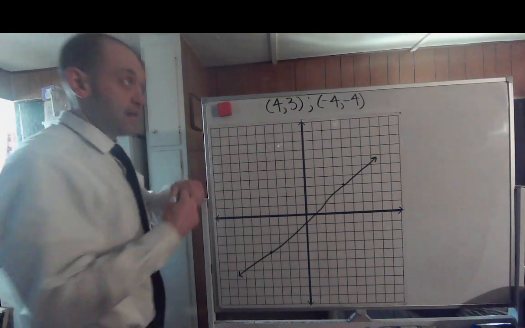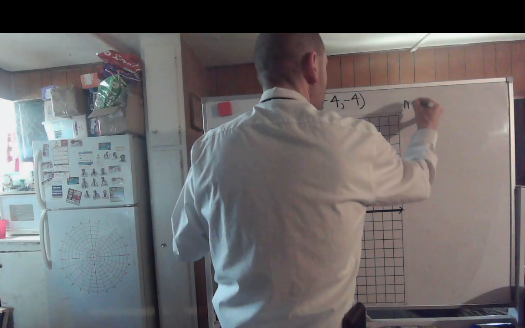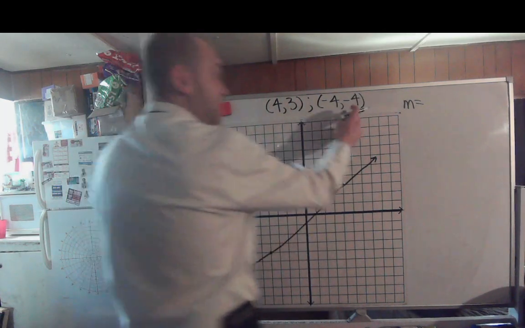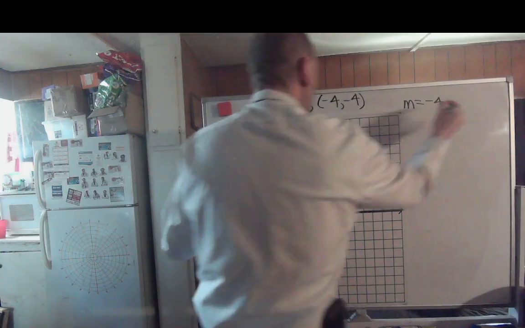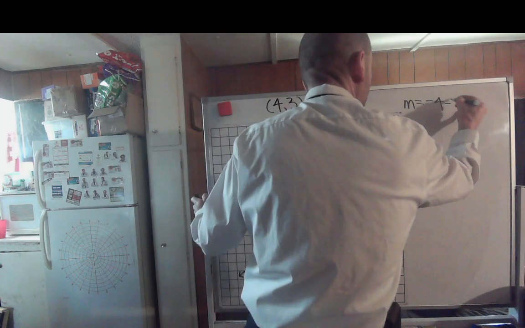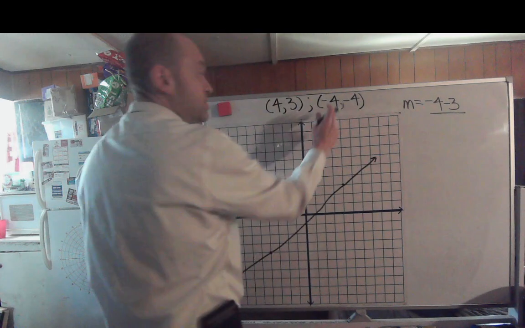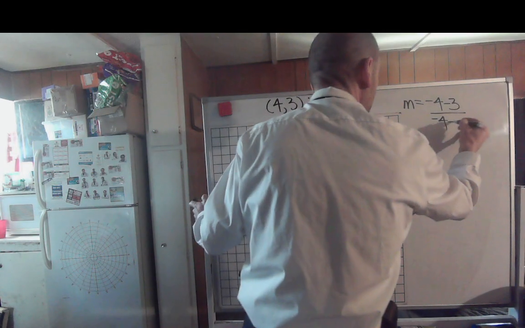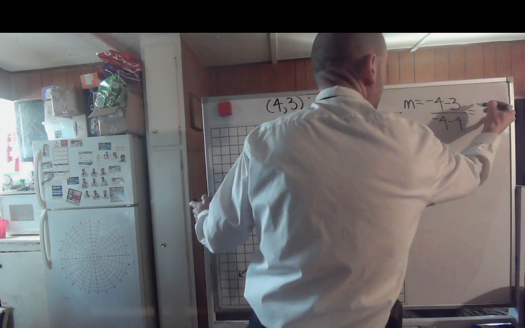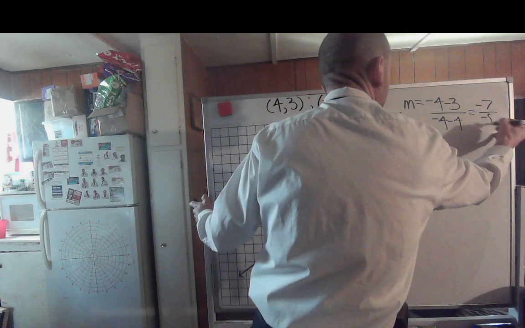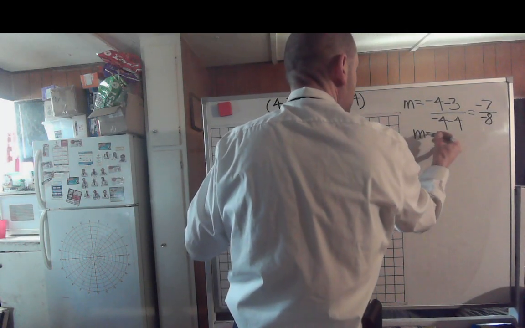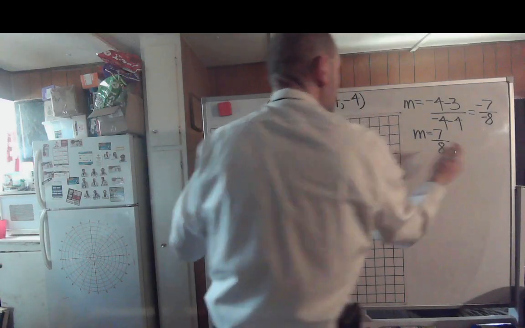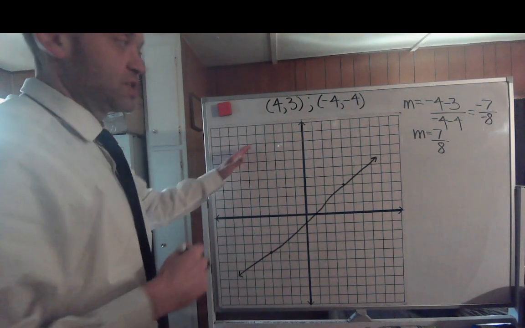So first, let's find the slope. So m is going to equal your y2 of negative 4 minus your y1 of 3, all over your x2 of negative 4 minus your x1 of 4. So this would give you negative 7 over negative 8, meaning your slope would be 7/8. So positive 7/8 is your slope.